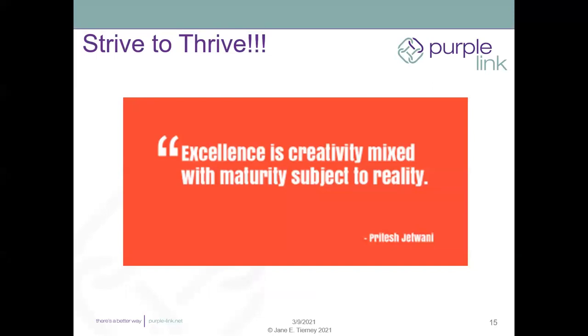So I want to leave you with this thought today. I think the business models can be overwhelming sometimes and a little bit daunting, but when you start to look at the pieces, you can say, no, I really can use this. I know where I am and I know where I can be. So excellence is creativity mixed with maturity and subject to reality. I thought that was a very good thing to think about for the next couple of weeks.